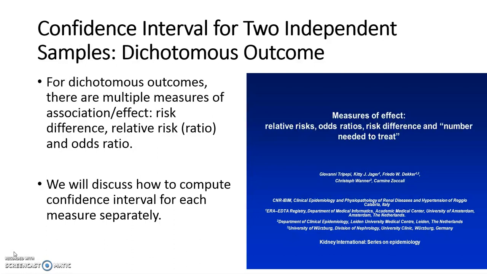For measures of association or measures of effect, we have discussed several metrics. One is called the risk difference. So it's simply the difference between 2 proportions. Or we can say we have relative risk, which is a ratio of 2 proportions. And of course, we have another commonly used metric called the odds ratio. Okay, so we're going to go through confidence intervals for these 3 different types of risk measure for dichotomous outcomes.